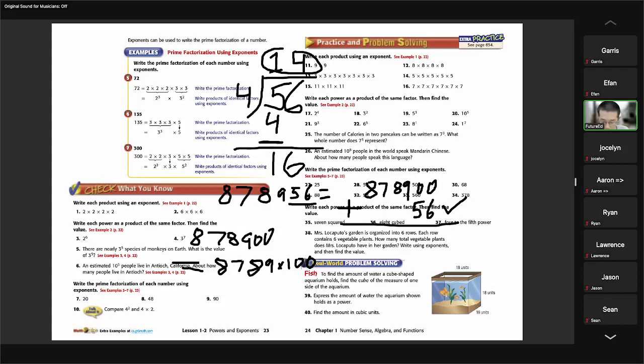So 8789 times 100 is the same thing as this. I'm not even going to write it down. This number actually doesn't even matter. So some big mumbo jumbo times 4 times 25, right? And 4 is the same thing as 2 times 2, so we can write it as 2 squared. And 25 is the same thing as 5 squared. Now, the reason this works is because this 100 is the same thing as 10 squared, because 10 times 10 is 100.